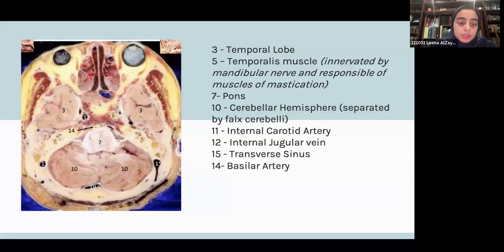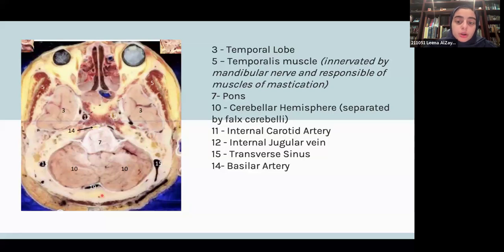Over here, we said this is the cerebellar hemisphere. And we said we're at the level of the pons. And in front of the pons, we know that there is a groove on the pons called the basilar groove. And the basilar groove carries the basilar artery. So number 14 is the basilar artery.